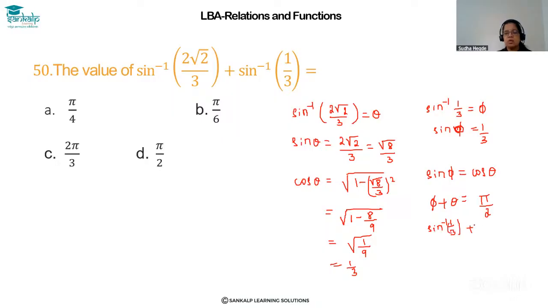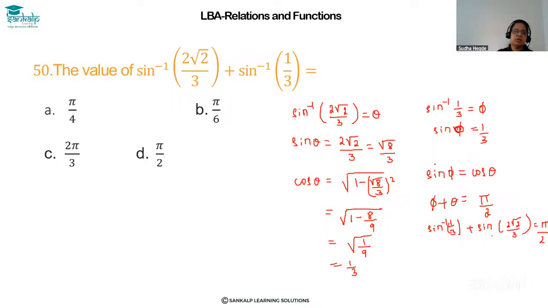plus, what is theta? It is sine inverse 2 root 2 by 3. So just interchange of terms. So this value is equal to pi by 2. Since addition is commutative, you can take any way. So therefore, the answer for the given expression is pi by 2.